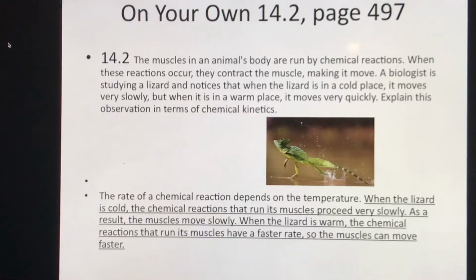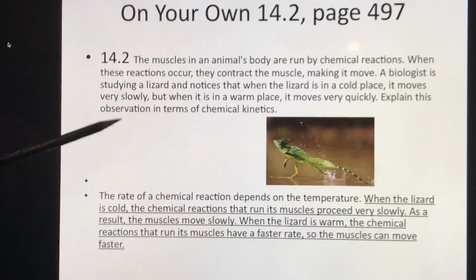All right, let's look at 14.2. The muscles in an animal's body are run by chemical reactions. When these reactions occur, they contract the muscle, making it move. A biologist is studying a lizard and notices that when the lizard is in a cold place, it moves very slowly, but when it is in a warm place, it moves very quickly. Explain this observation in terms of chemical kinetics.